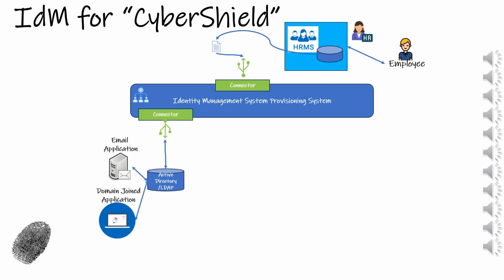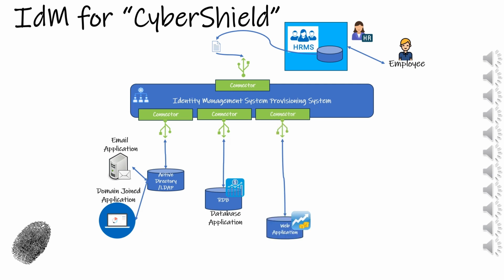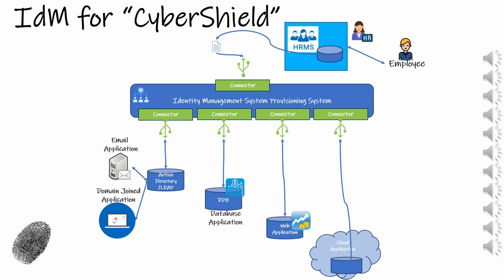We have an Active Directory connector for email applications and other domain-joined applications. For an application that uses a database as an identity store, we have configured a DB connector. For a web application that has REST API for user provisioning, we have configured a REST connector. For an application on the cloud that has SOAP API for user provisioning, we have configured a SOAP connector.